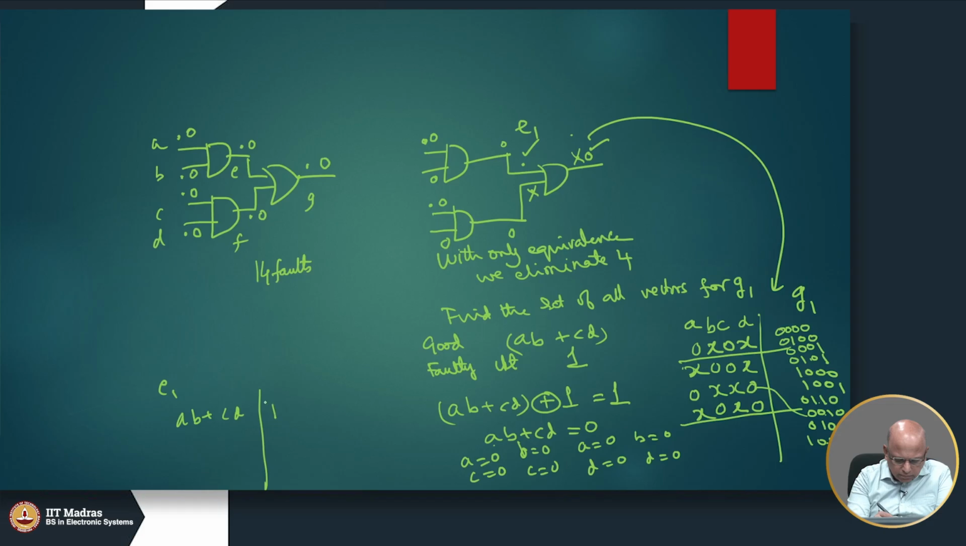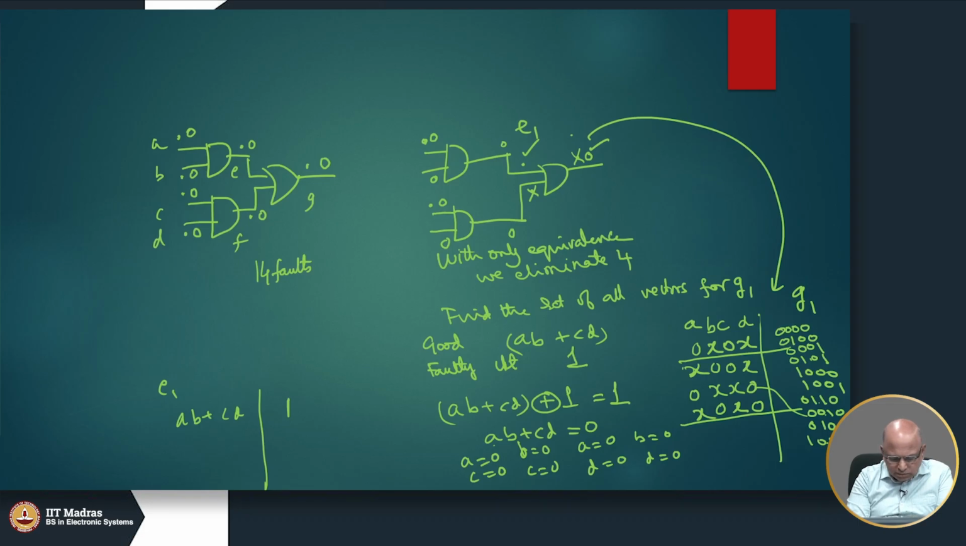See, when E1 is present in the circuit, the faulty circuit produces CD. A good circuit produces AB plus CD. No, this is correct. When E1 is present, the 1 is getting through. Sorry, this is correct. So, we have to apply AB plus CD to be equal to 0.